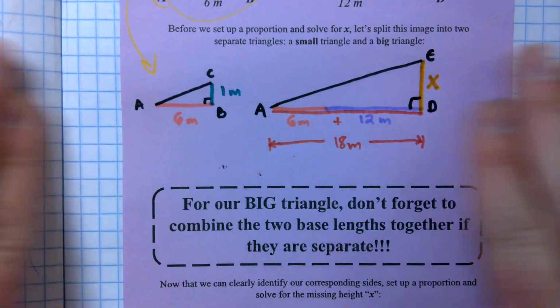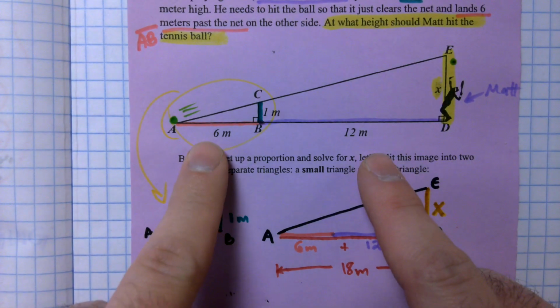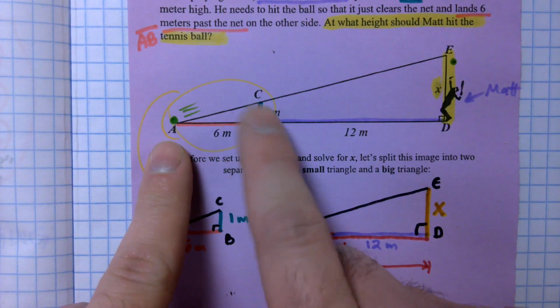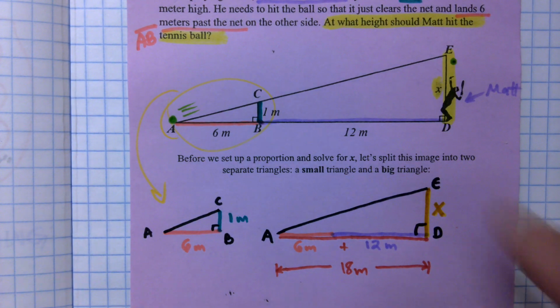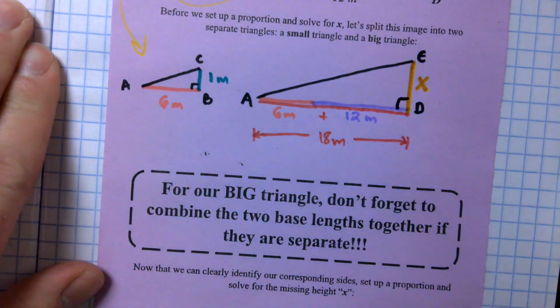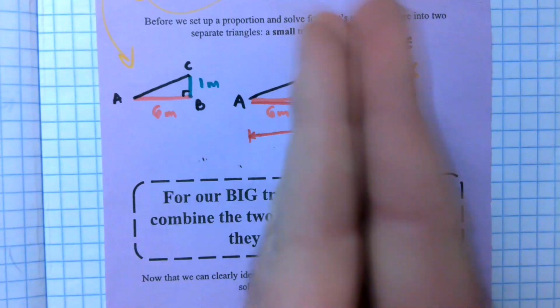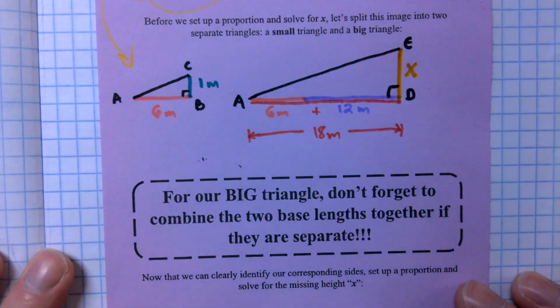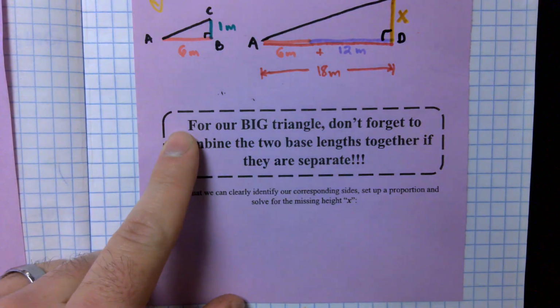So the reason why we need to split this up into two images, I know it seems like it's doing too much, but if we don't, you're going to look at this and go, oh, 6 and 1, 12 and X, right? You're going to set up your proportion with the number 12 in there, but that's not the entire base of my big triangle. If I split it up into two separate triangles, I'm much more able to see that I got to add these together to get my base of 18.